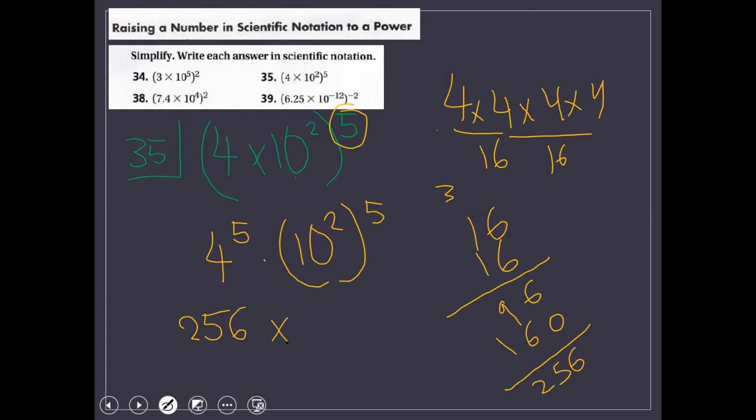Multiplying by, here now, 10 squared raised to the power 5. So it is 10. 2 times 5 is what? Is 10. So it will be 256.